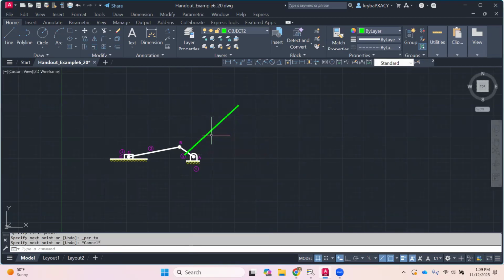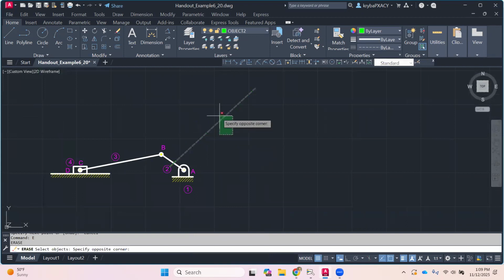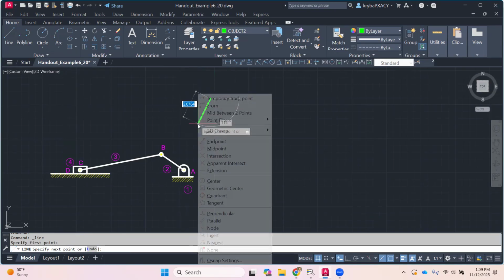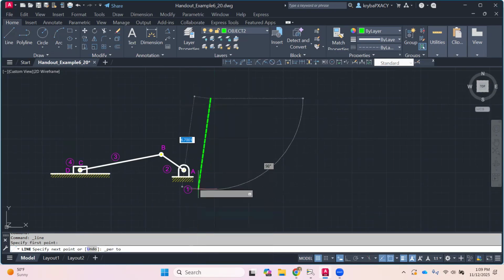Oops, it went to my label, my circle. Let me do that again. So line out here, and shift right mouse button, perpendicular. Make sure you grab the link, okay? Just a random length. All I've got now is direction, okay?